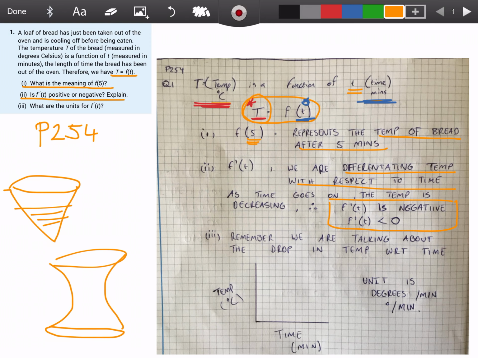I've taken this bread out of the oven. After a minute, it's going to be a certain temperature. After 2 minutes, it's going to be a lower temperature. After 3 minutes, it's going to go lower and lower and lower. The temperature is dropping as we go.